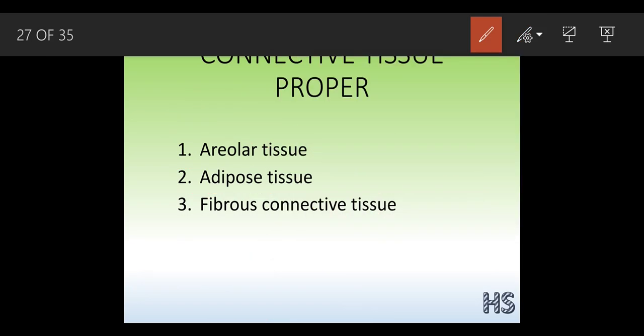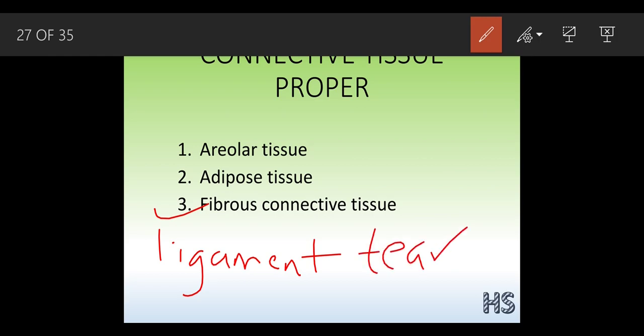And the next part is the fibrous connective tissue. As these connective tissues are made of fibers, we have already discussed this part. There are two types. First, ligament tear. Have you heard about this word before? What do you mean by ligament tear? You have often seen footballers who are playing on the ground get injured very often. Why do they get injured very often? Because of this ligament tear.